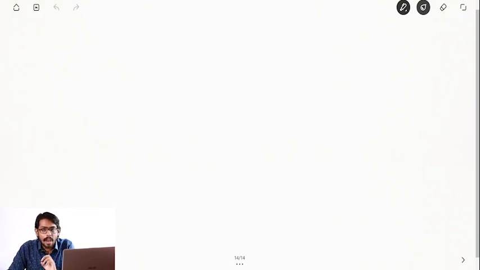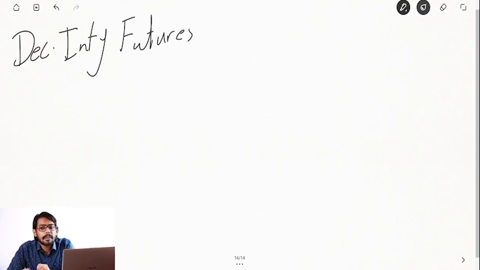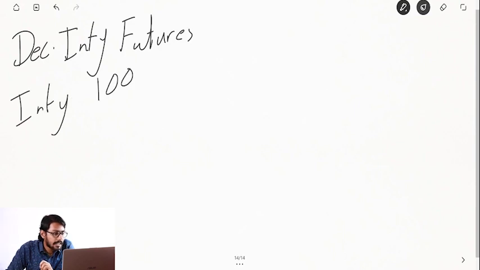You have an asset called December Infy Futures. What is that? It is a non-deliverable exchange traded contract to buy a share of Infosys in December. That is December Infy Futures. Now, Infosys has a share price of 1000.